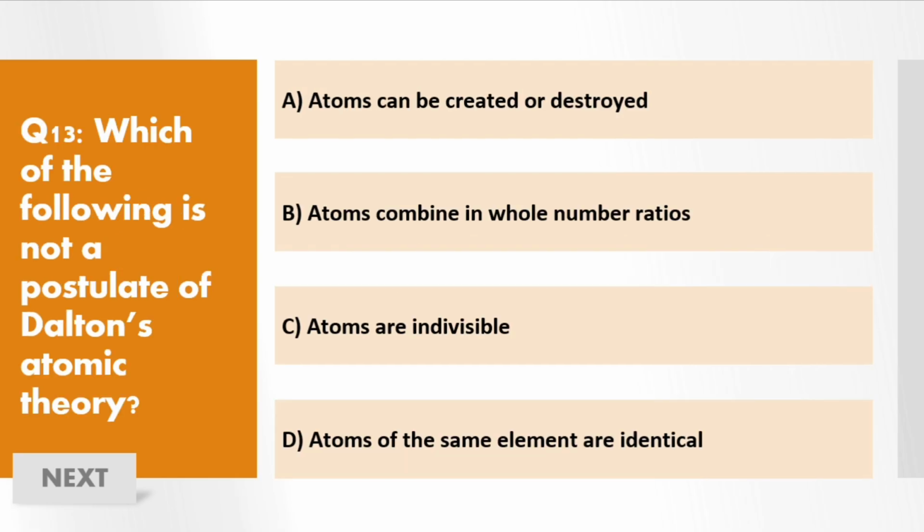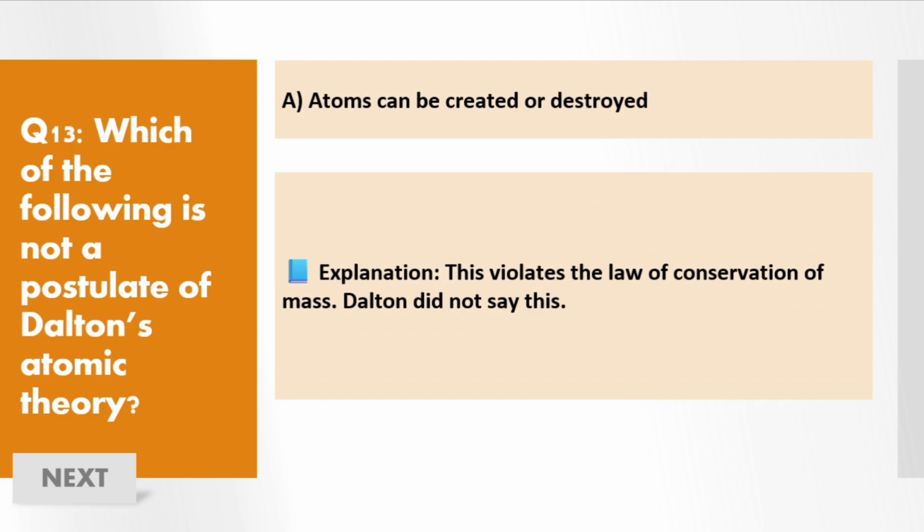Q13. Which of the following is not a postulate of Dalton's atomic theory? A. Atoms can be created or destroyed. B. Atoms combine in whole number ratios. C. Atoms are indivisible. D. Atoms of the same element are identical. Correct answer: A. Atoms can be created or destroyed. Explanation: This violates the law of conservation of mass. Dalton did not say this.